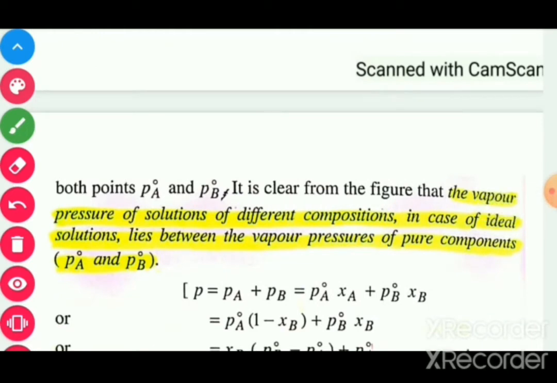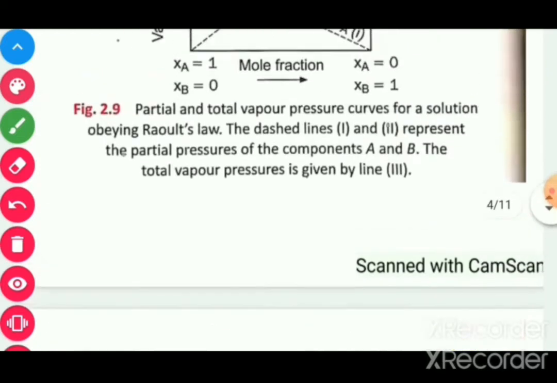From both points P naught A and P naught B, it is clear from the figure that the vapor pressure of solution of different composition in the case of ideal solution lies between the vapor pressure of the pure components, that is, the vapor pressure of pure component A and the vapor pressure of pure component B.